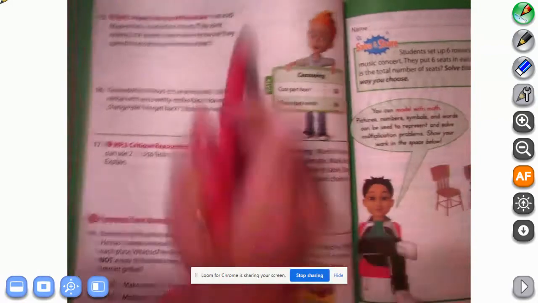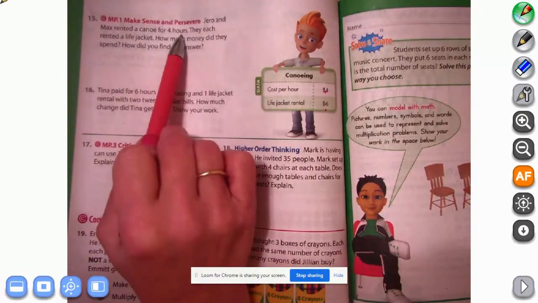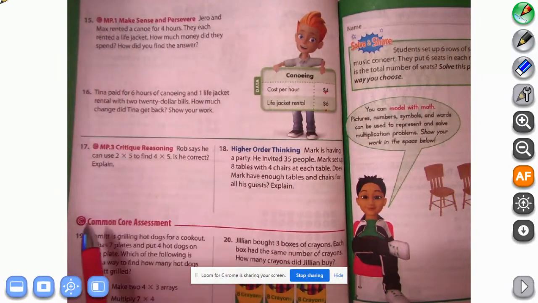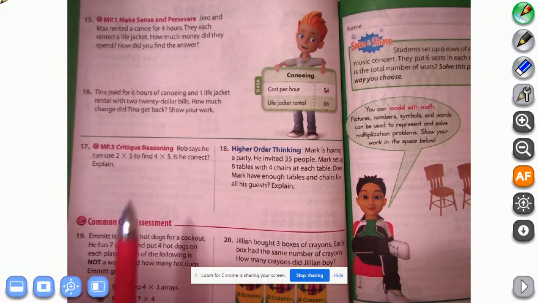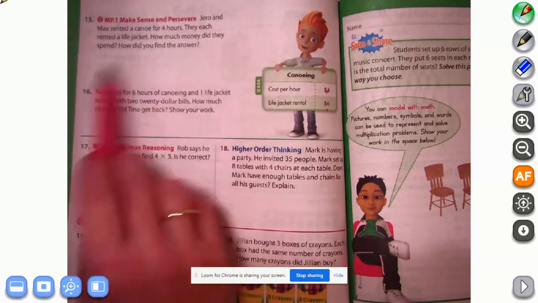So let's see what it says. Rented a canoe for 4 hours, and they rented a life jacket. How much money did they spend? 2 people. Okay, you're going to work that out in this space here.